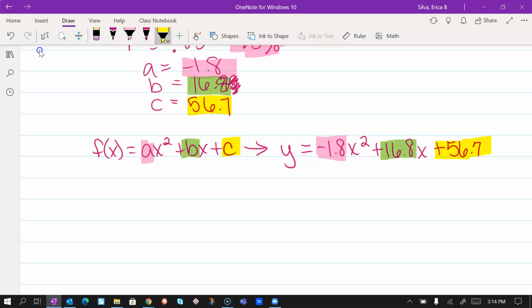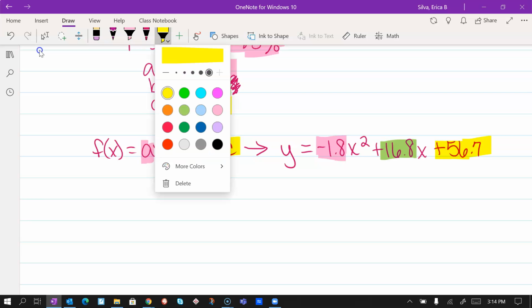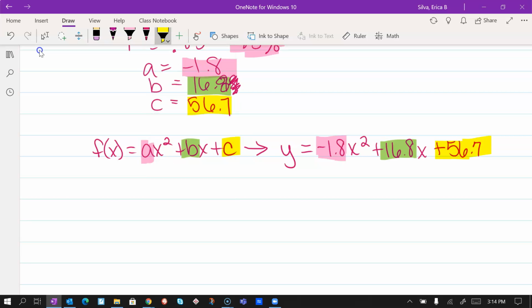So on Monday when we predict, we'll use this equation to predict. Any questions? All right.